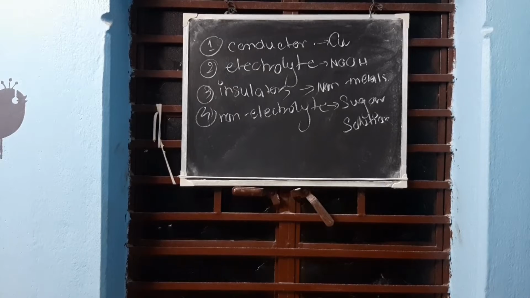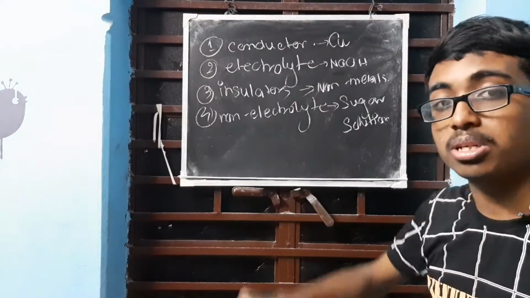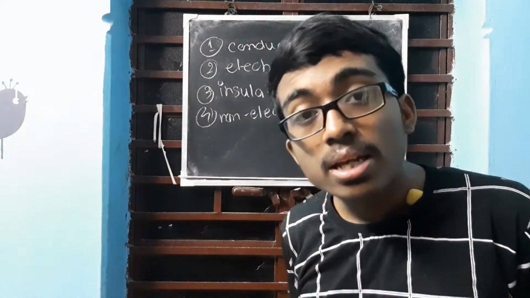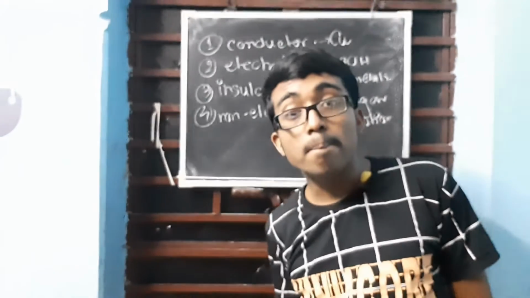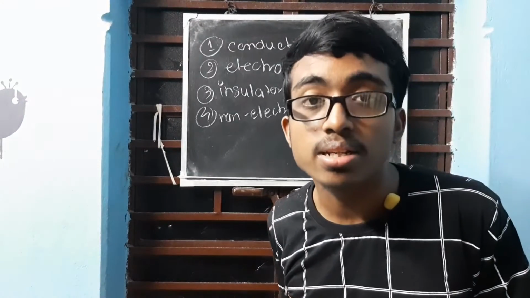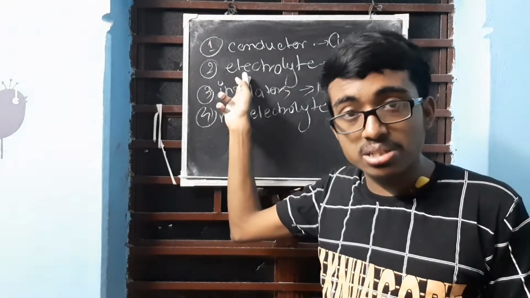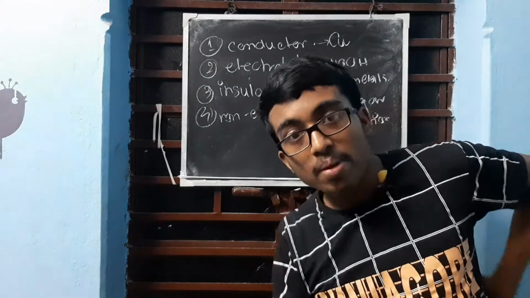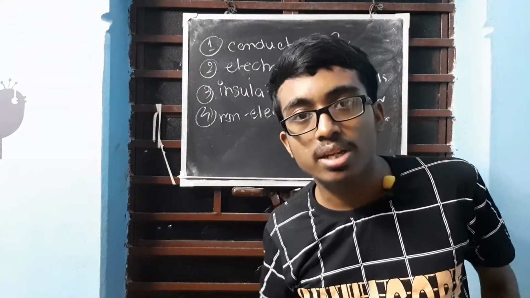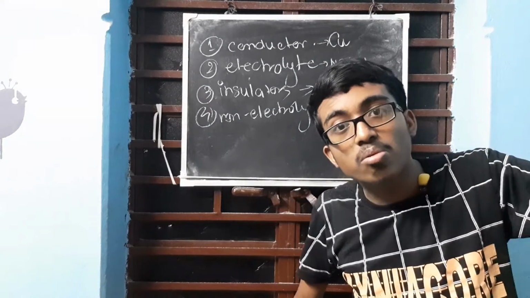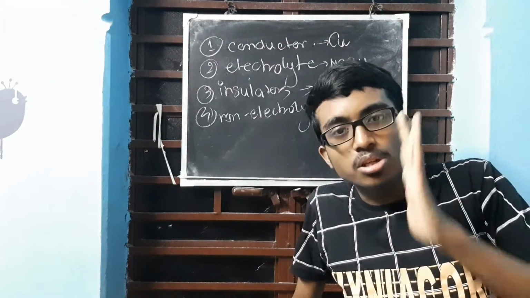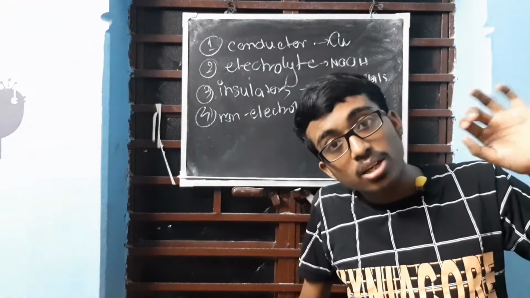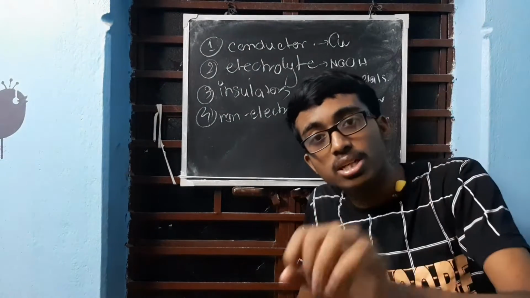Now let us differentiate between conductor and electrolyte. Where lies the difference? As I have already told you, conductor is going to be the property of metals. But electrolyte's property is electrolytic conductivity. So differentiation is going on between metallic conductivity and electrolytic conductivity. A question might come: differentiate between Cu and CuSO4, or Mg and MgSO4. You have to write the difference between metallic conductivity and electrolytic conductivity.